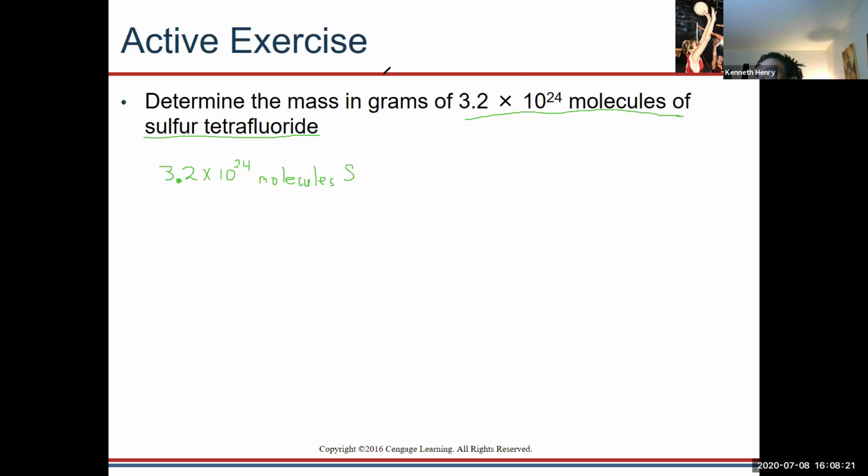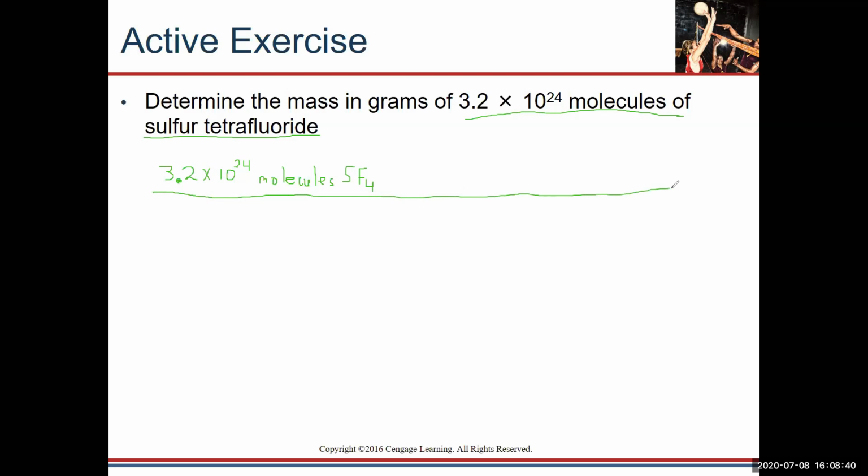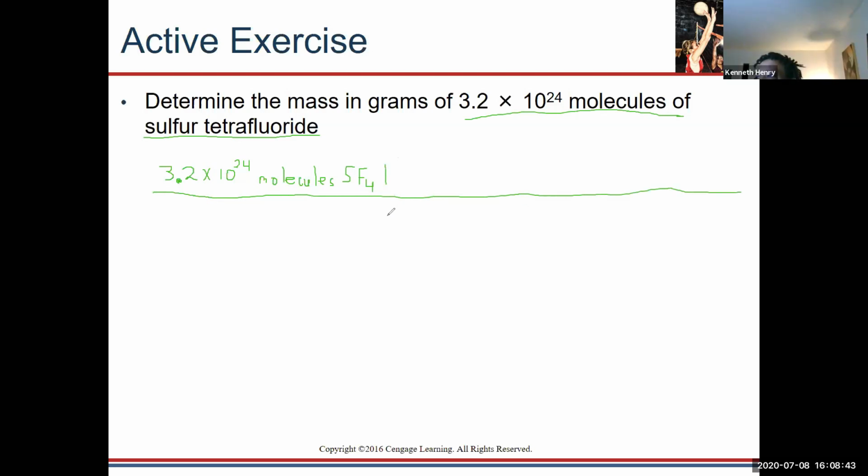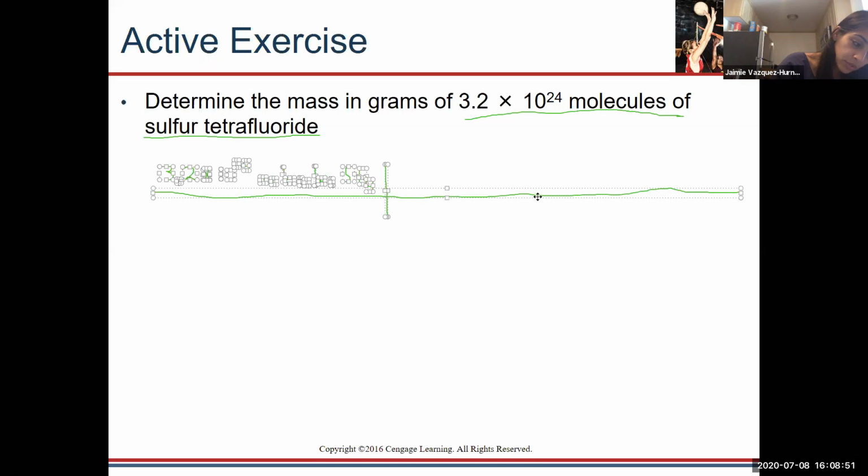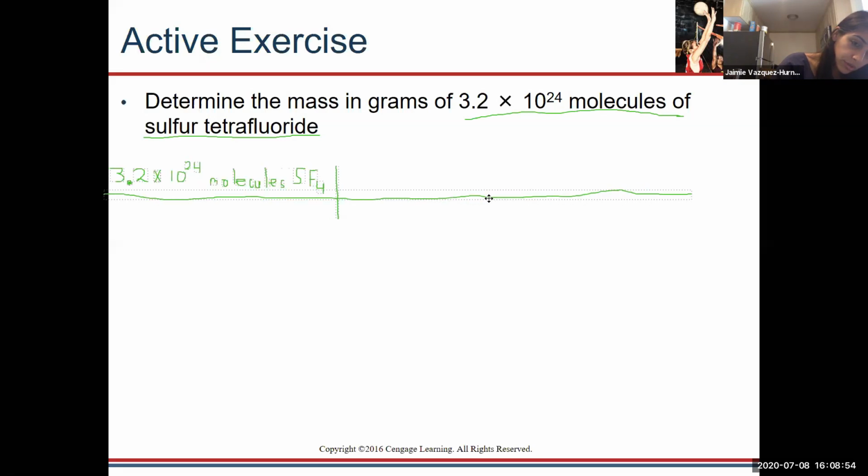Oh, sorry. I got ahead of myself. I'm new at chemistry. So how do I name this? Would it be SF4? Yeah. And then since we're using molecules, we would use 6.02 times 10 to the 23rd. Where am I going to use that? You're going to put it at the top? No, bottom.